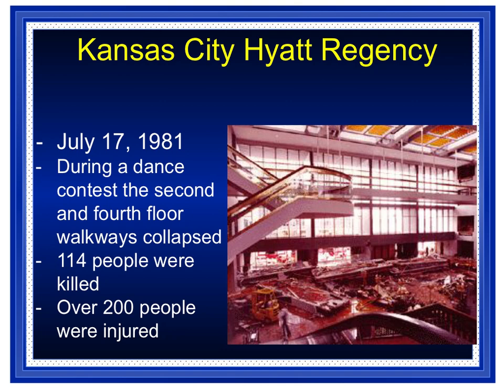Okay, the next one is called the Kansas City Hyatt Regency Hotel. On July 17, 1981, during a dance contest, the second and fourth floor walkways collapsed. Walkways would be kind of like a hallway. So the second floor and the fourth floor walkways or hallways collapsed. 114 people were killed. Over 200 people were injured.